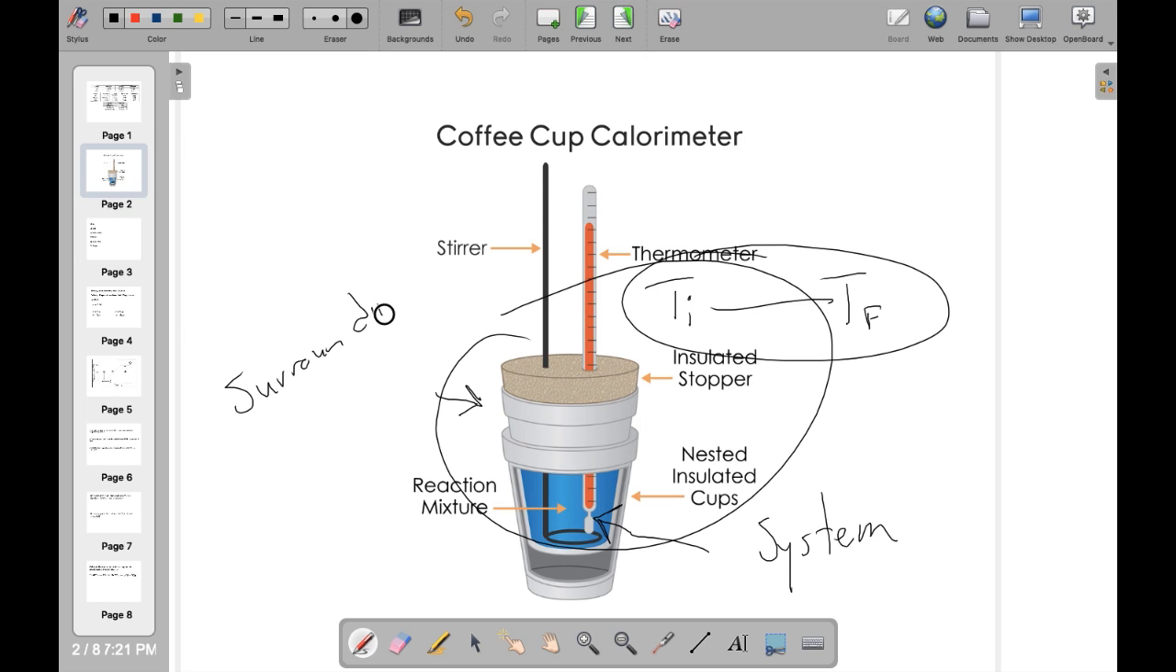Now, why is this important? Because this has a constant volume inside. Think about it. Gas can't escape from here. It's trapped in here. So the volume is always the same. The pressure is the same. Therefore, we can say the heat that I put into this coffee cup or take out of the coffee cup is equal to internal energy, or enthalpy.